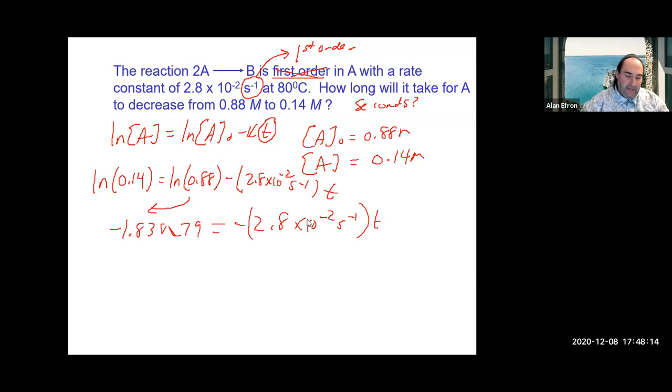Dividing that to the other side gets us about 66 seconds. Sounds good. Our time would be 66 seconds. Again, seconds comes from our reciprocal seconds. When we divide, it comes to the top and becomes seconds in this case. Any questions on that particular one?